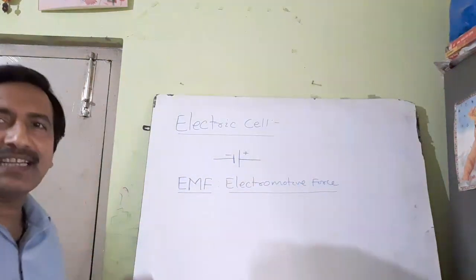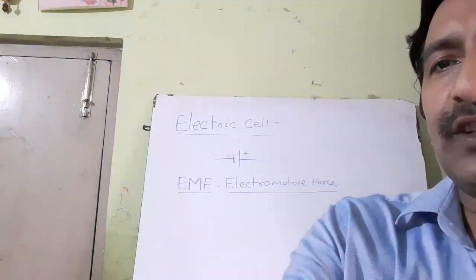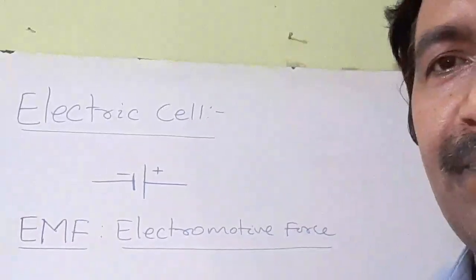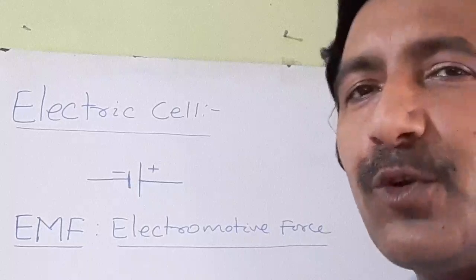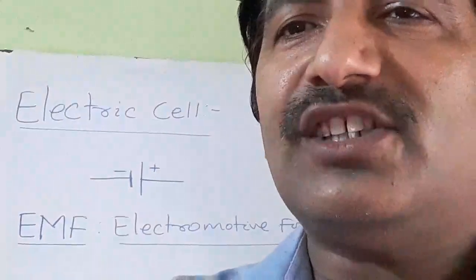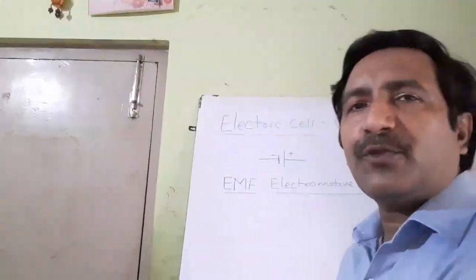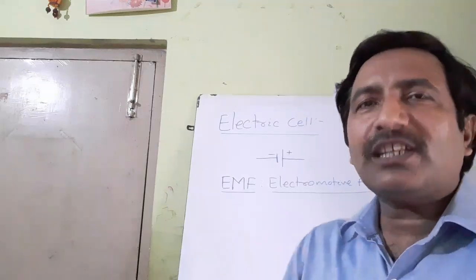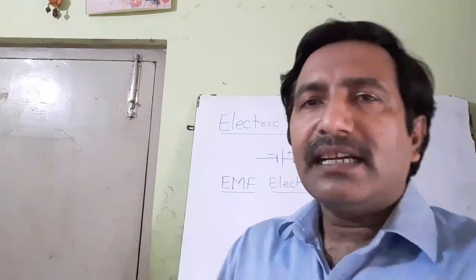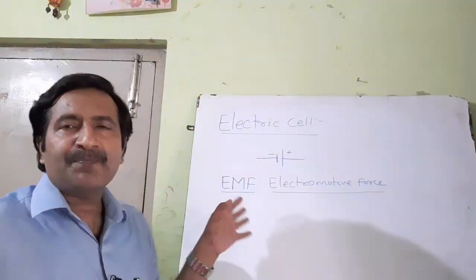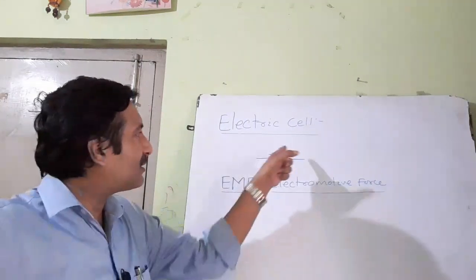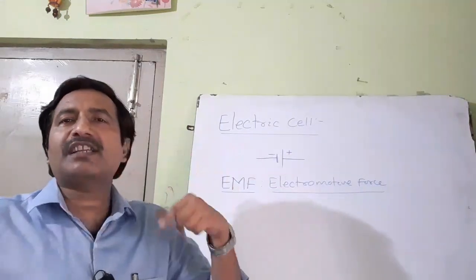You can get confused, since the word force is written here in electromotive force, so don't take it otherwise. This force doesn't mean force whose unit is Newton. This is energy only. It is said to be force as it motivates free electrons to move along a fixed direction. Is it clear? Now actually EMF, the electromotive force, is the potential difference between the two terminals of a cell. Terminals means positive and negative terminals, which are called electrodes.